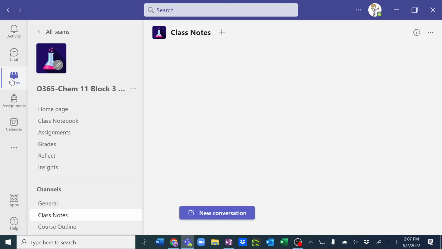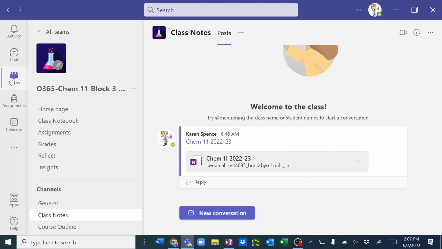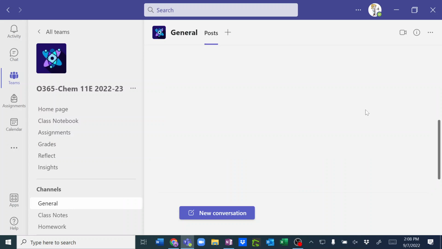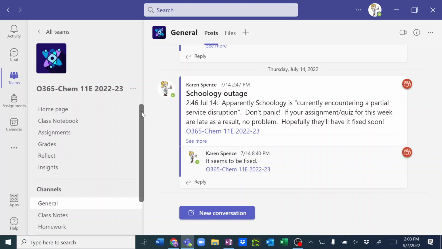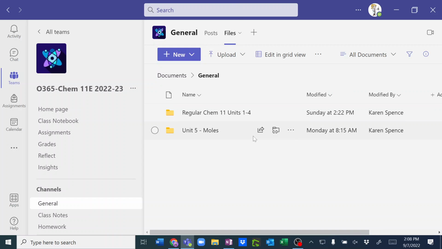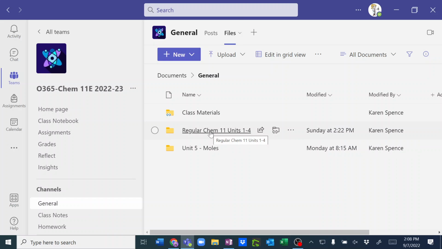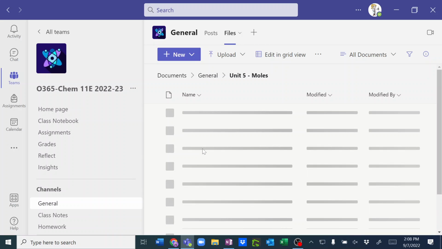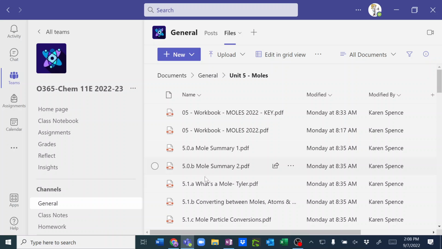Back to our team. So class notes will be there, and the last thing, which you may have seen already, is in our general tab in the files. If you want any of the grade 11 stuff, the first 4 units of grade 11 are essentially what you did over the summer. They are in here. But your unit is the mole. That's what we're starting with. You can click on there, and you will see all the individual worksheets, but here is the whole workbook and the whole answer key.